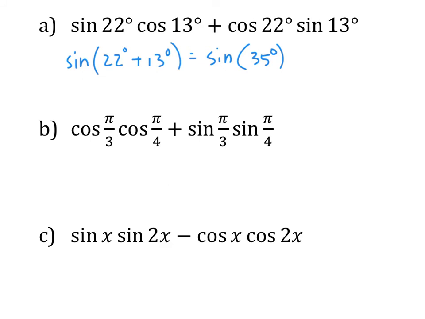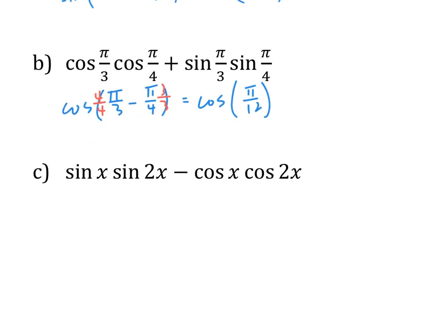So B, you can see this is cosine, cosine, sine, sine. So you know that this is going to be cosine of pi over 3 minus pi over 4. A lot of you change it into degrees, but I want to make sure that you can do this without changing things into degrees. Just multiply by 4 over 4 here, and then 3 over 3 here. So that's going to be 4 pi minus 3 pi all over 12, which is pi over 12. Cosine pi over 12.